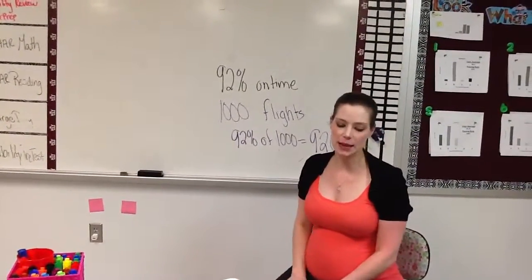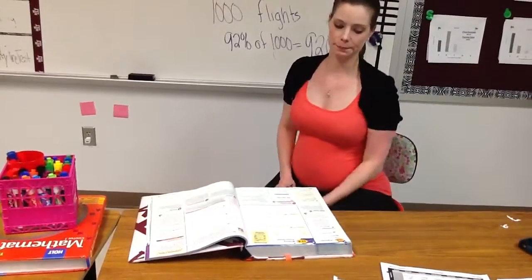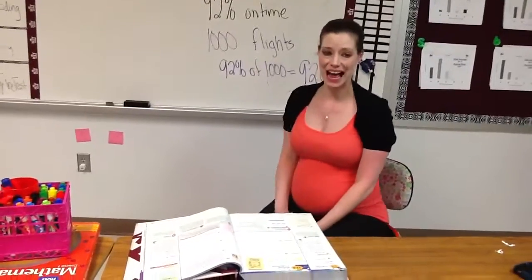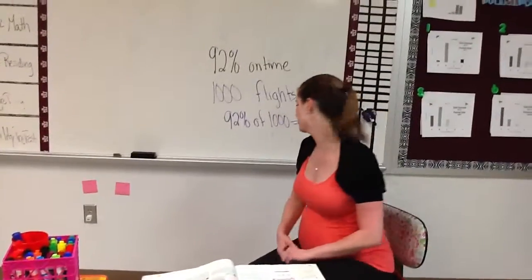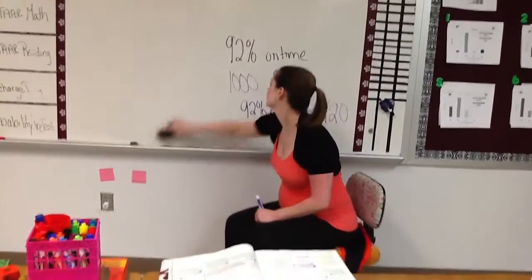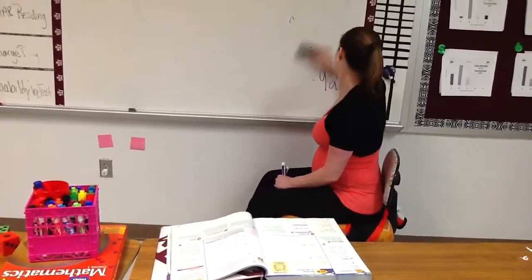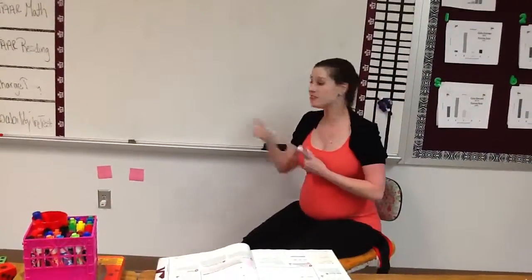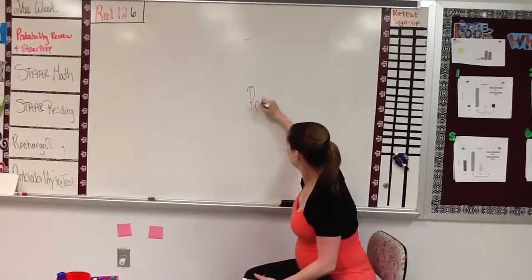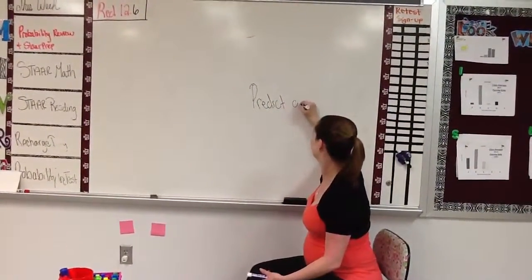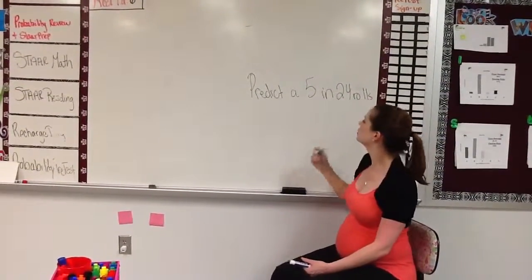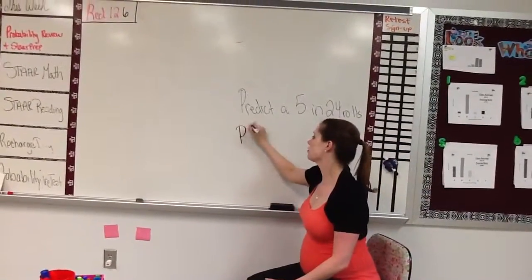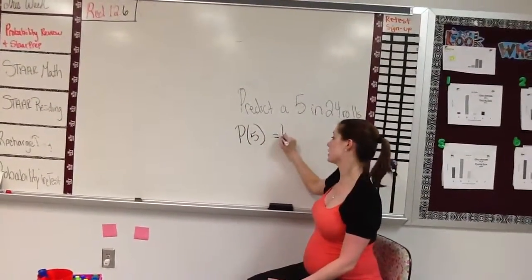Alrighty. Your next example is using theoretical probability. If you were to roll a die or a number cube 24 times, how many times do you expect to roll a 5? Okay? Need my eraser here. So, rolling a 5, predict a 5 in 24 rolls. So predicting a 5, the probability of rolling a 5, theoretical probability, is 1 out of 6.